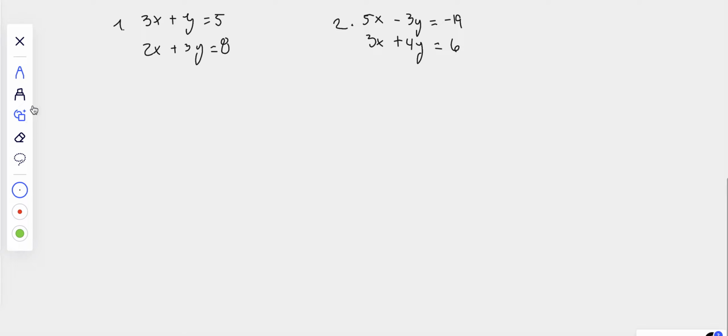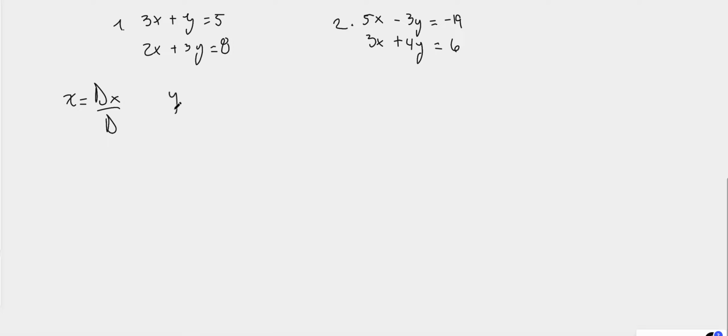Maybe if you only work on one problem and you want to check first before you do the second problem, that's also okay. So the first thing I want to remember is that in order to get x, I need the determinant of x divided by the determinant of the constant. And to get y, I need the determinant of y divided by the determinant of the constant. So I'm going to get the determinant of the constant, the determinant of x, and the determinant of y.